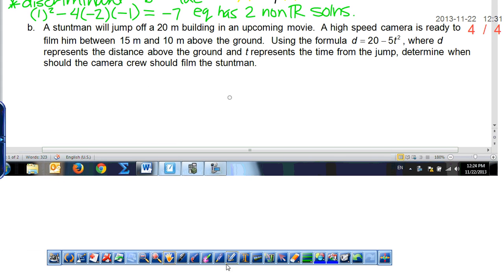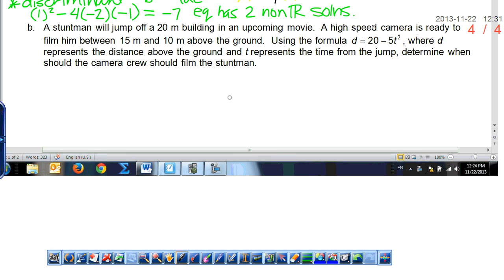A stuntman will jump off a 20-meter building in an upcoming movie. A high-speed camera is ready to film him between 15 meters and 10 meters above the ground. Using the formula, d equals 20 minus 5t squared, where d represents the distance above the ground and t represents the time of the jump, determine when the camera crew should film him.